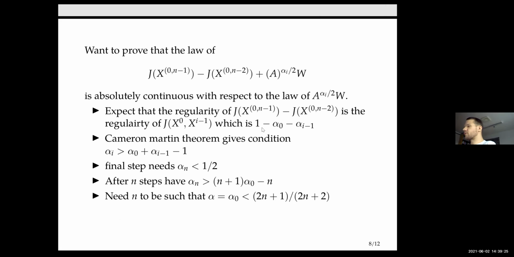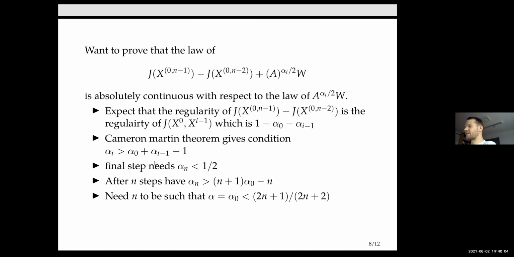And then you do the computation, and you see that the regularity for this should be 1 minus alpha 0 minus alpha_{i-1}. Well, alpha_i is how much you have roughened the noise, sort of. And then the Cameron-Martin condition gives you that alpha_i, which is the regularity of the new noise, should be bigger than alpha_0 plus alpha_{i-1} minus 1. On the other hand, in the final step, you want things to be classically defined. So you want alpha_n to be less than 1/2 for the final noise not to be too rough, so you can actually solve the equation for the remainder.